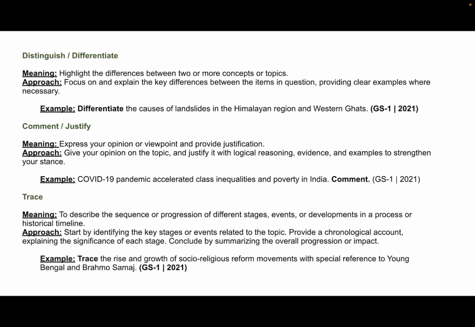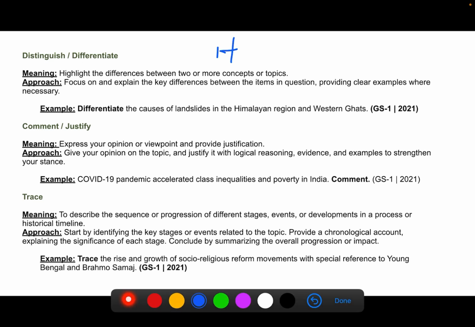Continuing our discussion on dealing with different directives in answer writing, the next directive is "differentiate" or "distinguish". Essentially, it focuses on providing a comparative account between two things or two comparative models. For example, a comparison between Harappan or Vedic, Himalayan or Western Ghats, as given in the example. So here the main focus is on explaining the differences between the items.